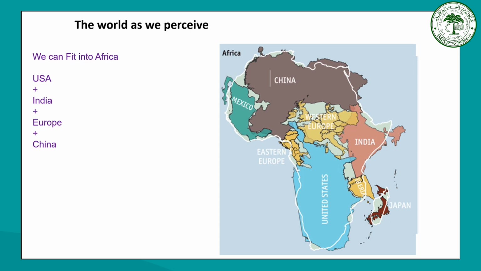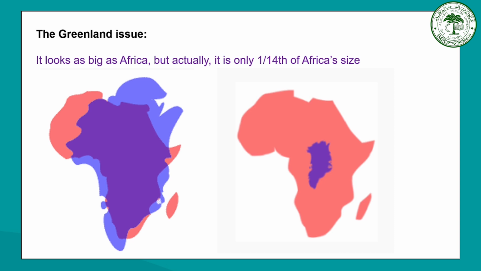But if you look into the map, it appears that Africa is almost equal to USA or Russia. And if you see in any cylindrical map, you would find that Greenland is almost equal to Africa, whereas it is not the case. Then I have talked about Greenland. So it looks as in a map which I have shown you, it looks as big as Africa, but actually it is only 1/14 of the size of Africa.